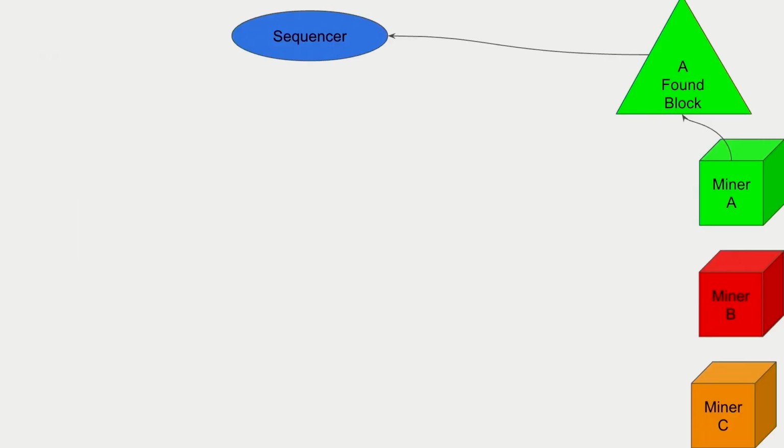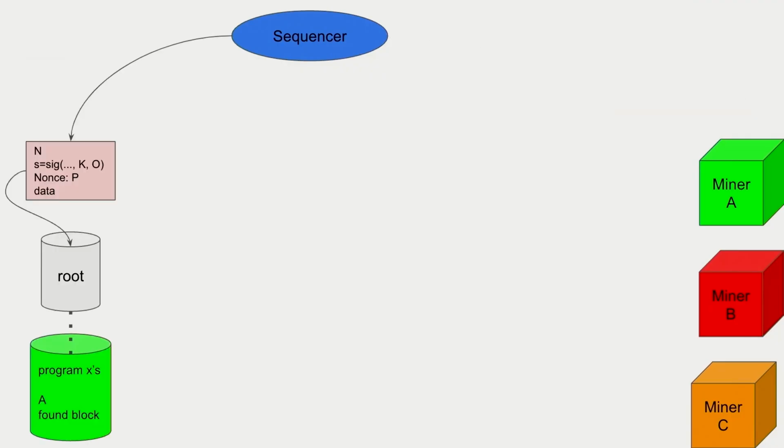And then miner A might find a block. When miner A finds a block, they're going to send that to the sequencer. The sequencer is then going to form a new commitment. They're going to form that new root, and that root is going to contain the call data for that program X. And one thing to keep in mind is we're showing a single application. That root is for a sparse Merkle tree, and there can be many applications happening simultaneously in this bond, but we're just looking at a single application running inside of there.